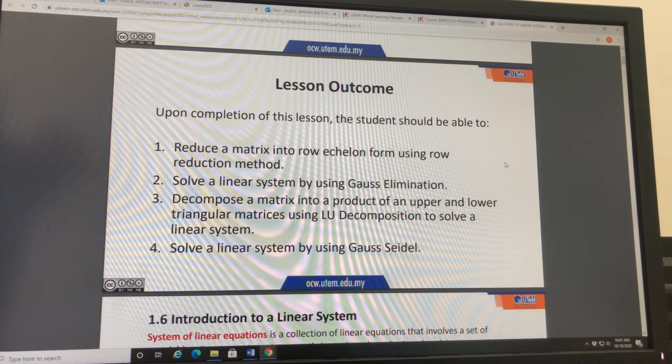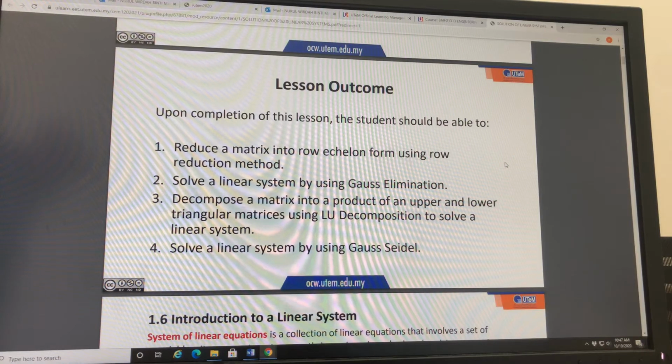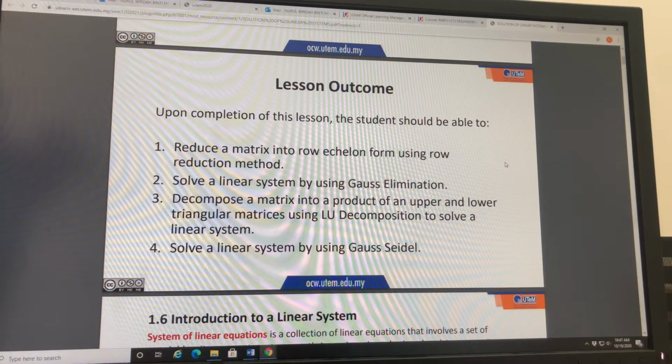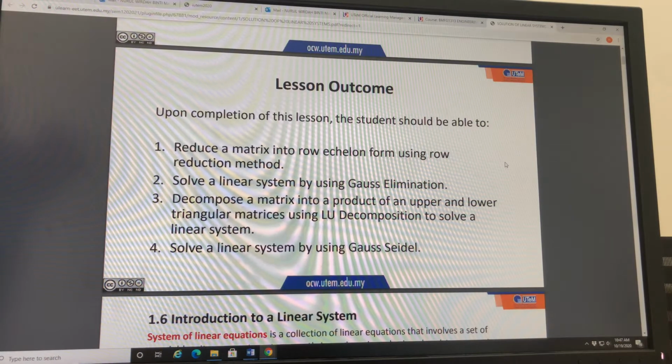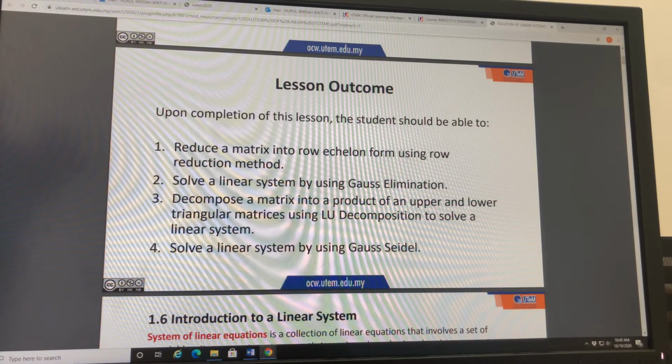First of all, even if you look at my slides for the previous chapter or topic, they have a lesson outcome. I forgot to brief you about the lesson outcome. For each topic that you learn every week, there is a lesson outcome that you should achieve. Upon the completion of this lesson, you should be able to do the following. Here there are 4 points.